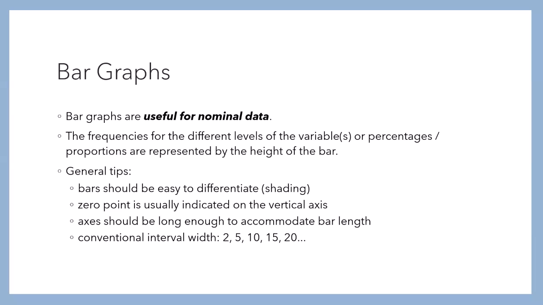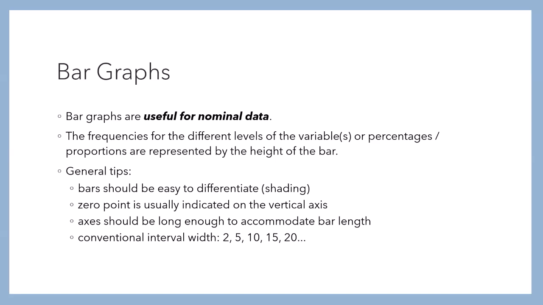Some general tips when creating them are that bars should be easy to differentiate, so make them different colors or shading. Zero point is usually indicated on the vertical axis. Axes should be long enough to accommodate bar length, and conventional interval widths on the right-hand or the left-hand side, going along the y-axis there, are in 2s and 5s and 10s and 15s or in 20s. Of course, only choose one of these.